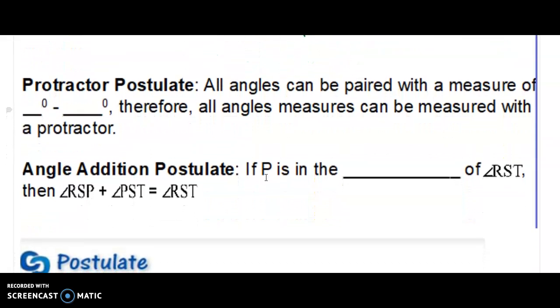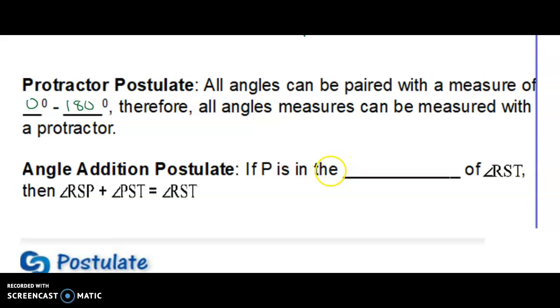Protractor postulate tells you that all angles can be paired with a measure of 0 to 180, and therefore it can be measured with a protractor. I wouldn't worry too much about spending all your time learning that, but we do need to say it.